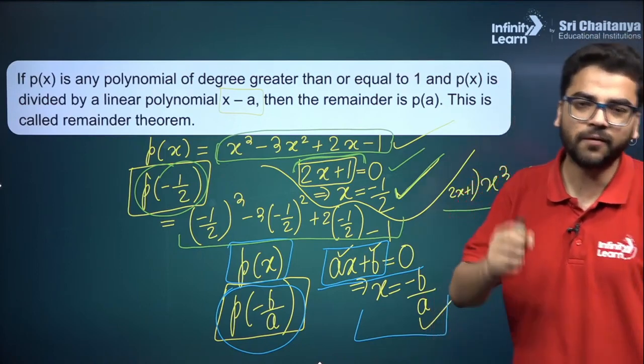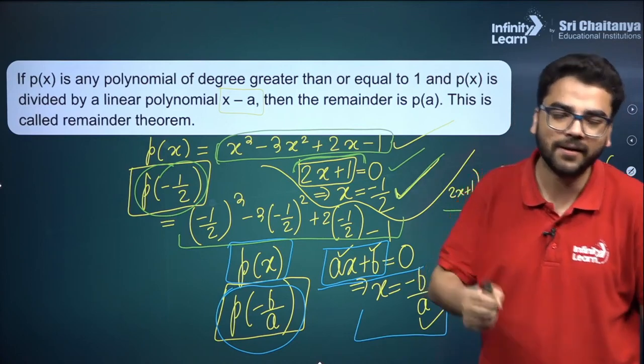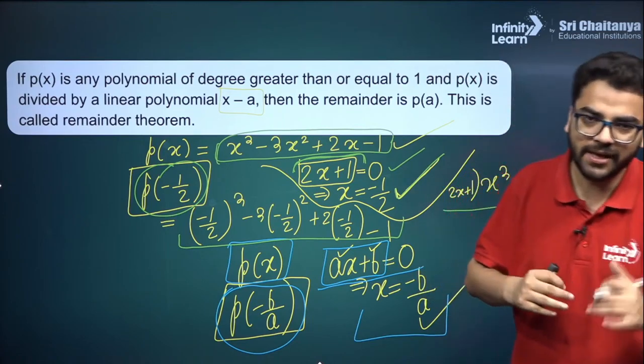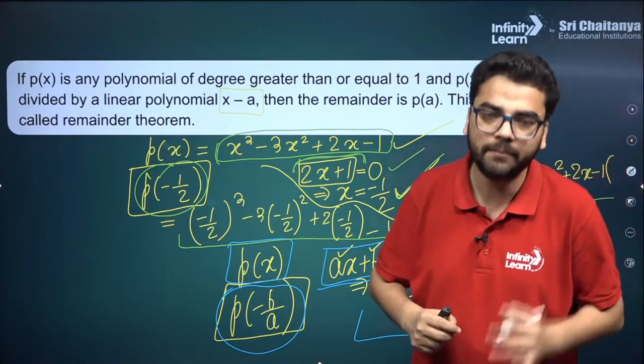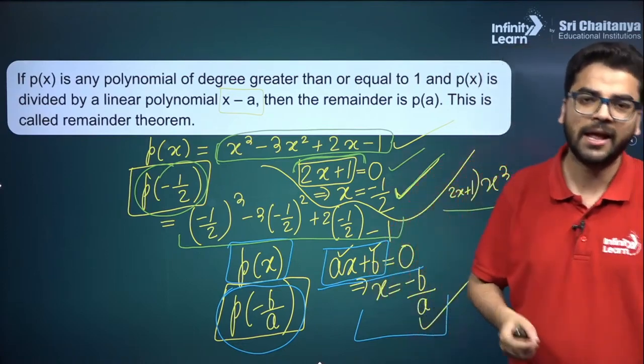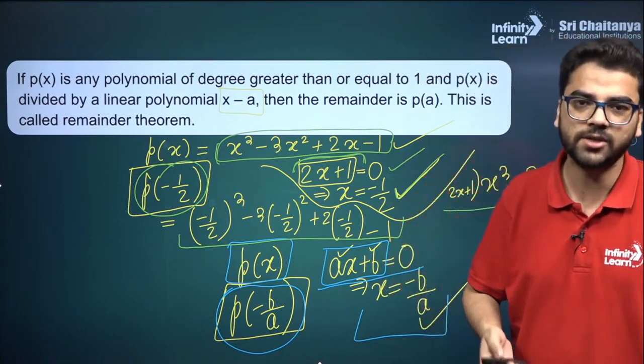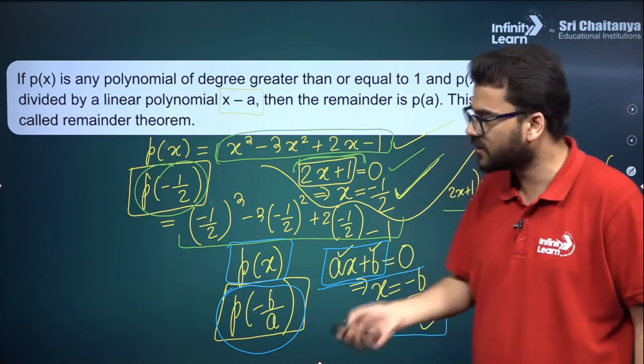So that's how you find the remainder using the remainder theorem, when you are dividing a polynomial whose degree is greater than or equal to 1 by a linear polynomial, and this statement is called the remainder theorem. Right? So let us do some questions on the basis of this.